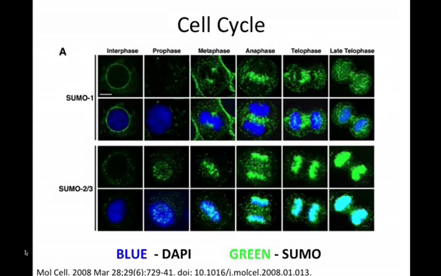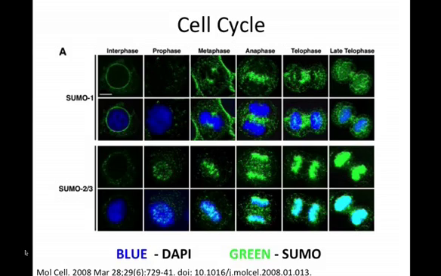SUMO 1 seems to be localized around what? What do you think that is? Nuclear envelope, something like that. And then things start to reorganize as you enter mitosis, right? And so SUMO 2, 3 also appears to be excluded from the nucleus during interphase, and then is somehow involved with mitosis. You guys all agree with me?